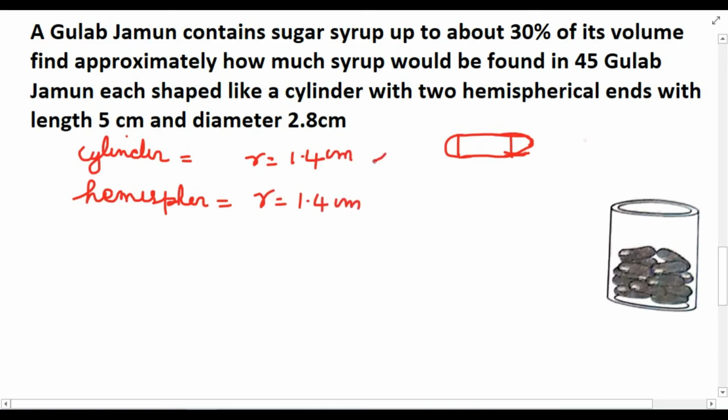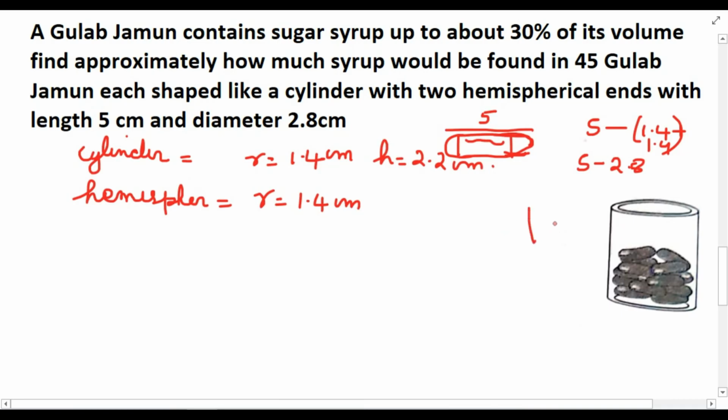Now we need to find the height of the cylinder. Height of the cylinder means, from this 2.8, no, the total length is 5 centimeter. From this 5, I need to subtract 1.4 plus 1.4, which is 2.8. So 5 minus 2.8 centimeter is equal to 2.2 centimeter, which will be the height of the cylinder.